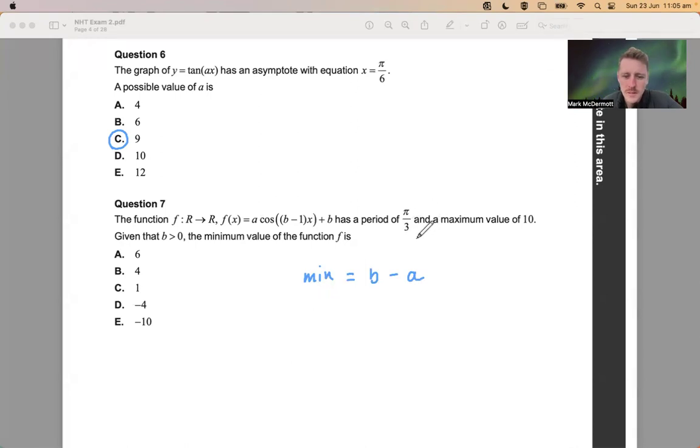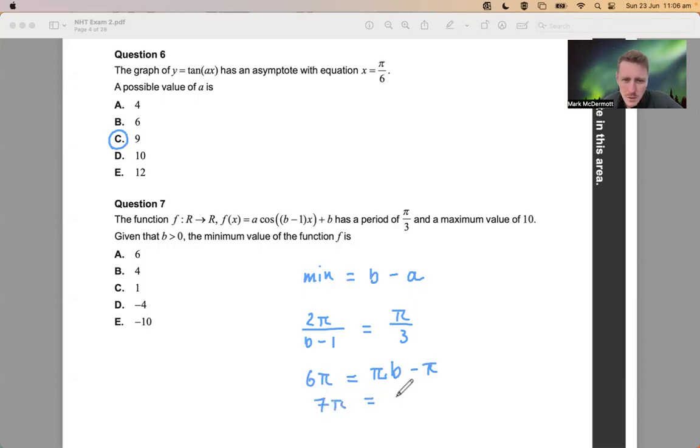It says that the period is pi on 3. So what we know is 2 pi divided by (b minus 1) equals pi on 3. And so if we solve that, we're just going to get 6 pi, if I multiply the 3 to that side, equals pi(b minus 1). If I expand this, pi b minus pi. So I'm going to get 7 pi equals pi b. So b equals 7. No, there's something wrong about that. Let me think. Okay, I think that actually looks good.